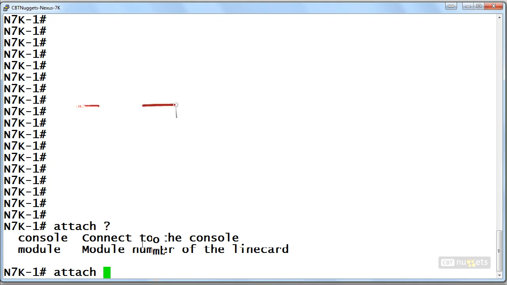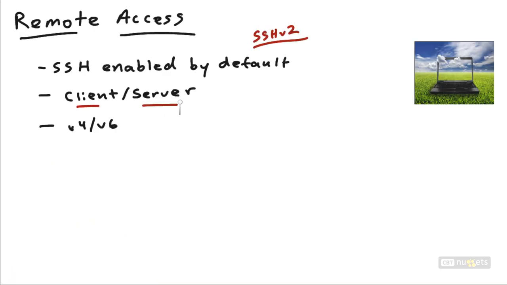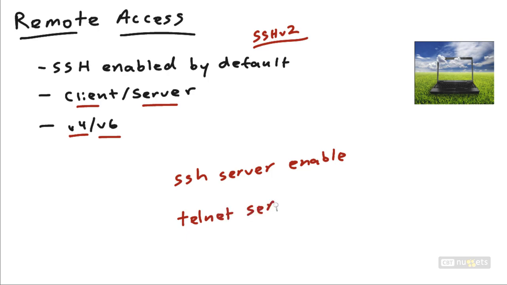You have both client and server capabilities on the Nexus. And as you might guess, both version 4 and version 6 are supported. Now, when you're in the CMP and you want to control these remote access behaviors, the appropriate commands are going to be SSH server and then enable. This would enable SSH capabilities if someone disabled them. Same with Telnet. You would do Telnet and then the server keyword, and then the keyword enable in order to enable that capability in the CMP.